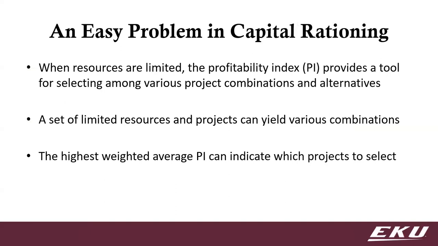And so this is an example problem that we're going to go through in capital rationing. We're going to look at the profitability index. Again, we talked about whether or not CFOs are using that profitability index, and not many do, but we'll talk through it, and you can see maybe it can be a useful tool depending on what types of projects you're evaluating.